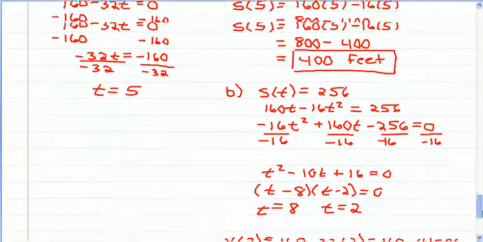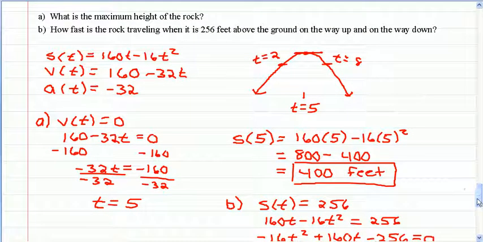So if we look at the picture, at 2 seconds it is traveling 96 feet per second, and at 8 seconds it is also traveling 96 feet per second, but at 2 seconds it's going up, and at 8 seconds it's going down.